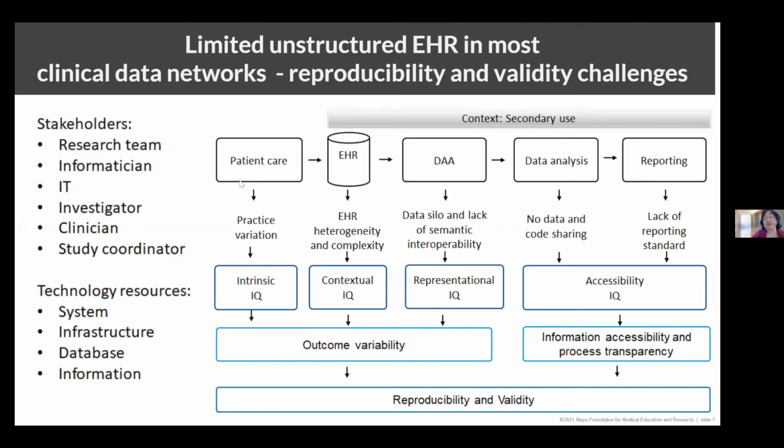Looking from left to right, there's practice variation, and definitely EHR heterogeneity and complexity. I want to emphasize this one a little bit. I'm fortunate to be able to experience an EHR migration in our local institution, Mayo. And we see a significant difference between two different EHR implementations for the same practice, where the data capture and the text data all have a dramatic difference.